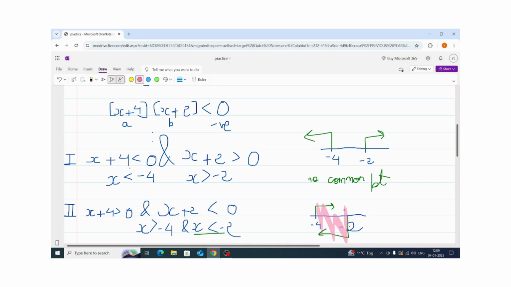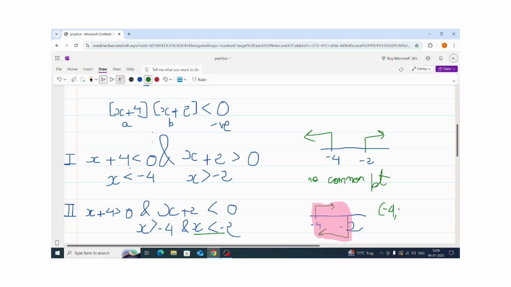See, this part from minus 4 to minus 2, these are the common points of intersection, right? The two terms are intersecting here. So our answer in this case is open brackets minus 4 comma minus 2.